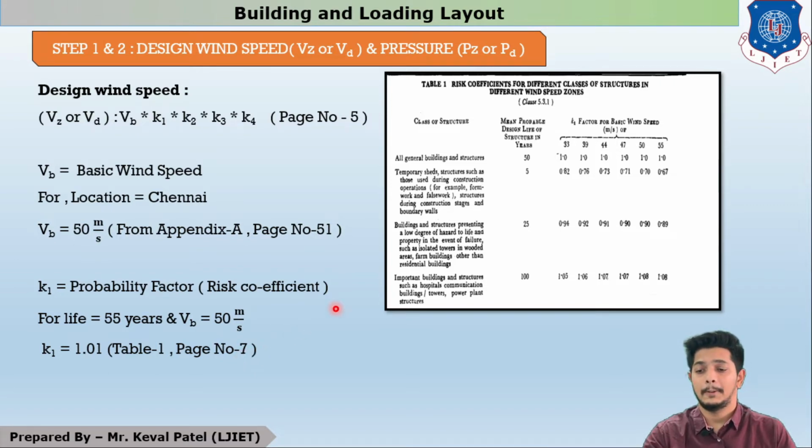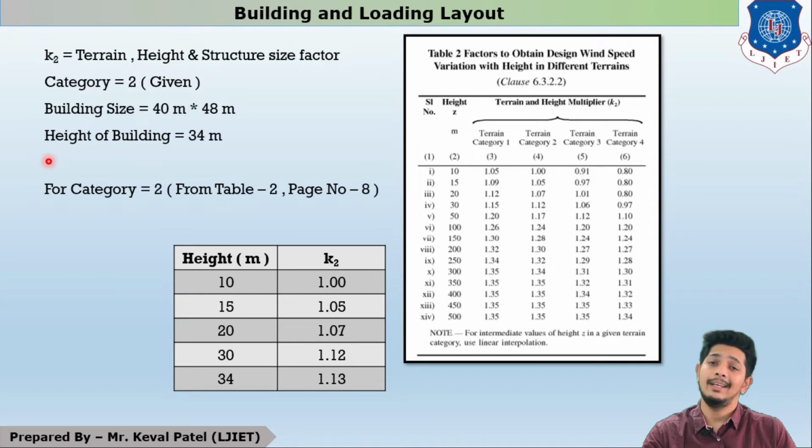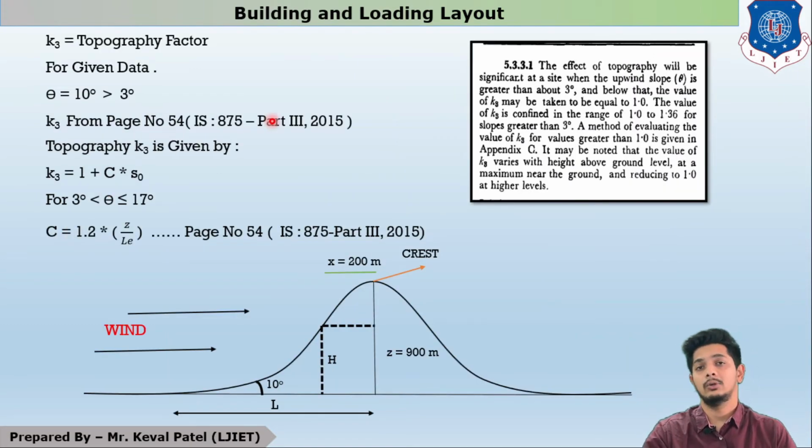So let us move further. K2. We have to take K2 from table number 2, IS code, page number 8. We can see this table. According to our terrain category, we will choose the value for K2. Here, our building height is 34 meter. So I will take K2 up to 34 meter by interpolation. At 10 meter, K2 given for category 2 is 1.0, 1.05, 1.07, 1.12, and for above 30 that is 50 given. So I have to interpolate for 34 meter height. According to interpolation, it comes out as 1.30. So K2 is prepared. After that, I will go for K3.